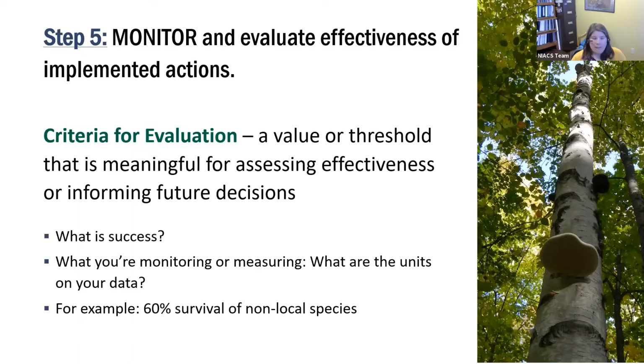And then we will identify a value or a threshold that is meaningful for that monitoring item. So here we're thinking about the units that we're using to measure the metric, and we're thinking about that target number that's going to mean success. So based on the last example, we might measure what number of surviving seedlings would represent success. And here we have a number of 60%.